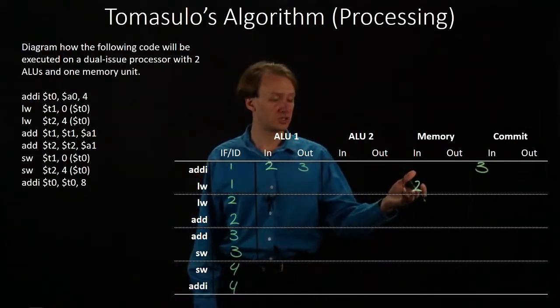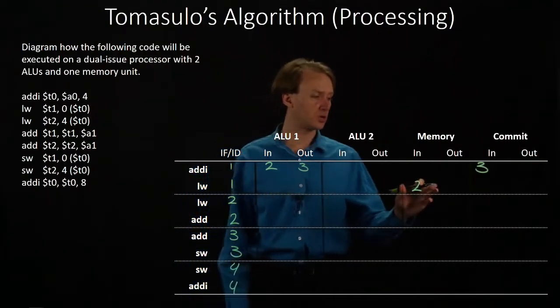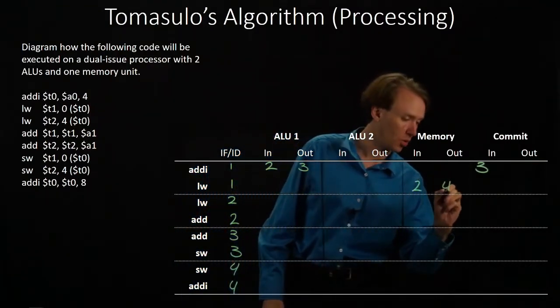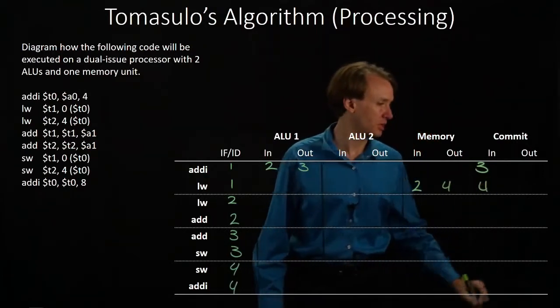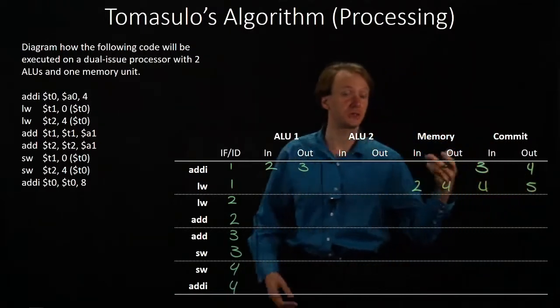But our load word instruction is going to have to wait for this data to be available before it can run. So it's not going to be able to run until cycle 4. Both of these instructions can be committed as soon as they reach the commit unit.